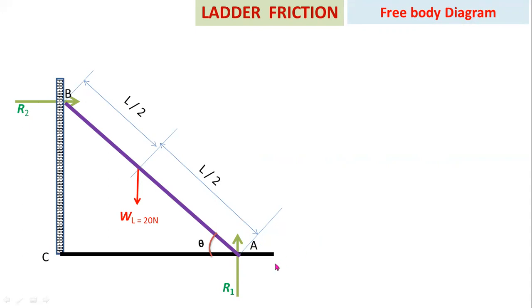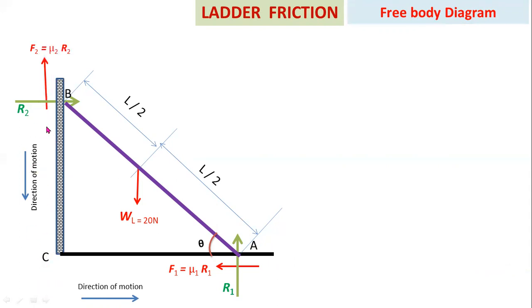After that you have to consider the direction of motion of the ladder. Here the bottom edge will move in the right direction, so you have to consider the frictional force on the left side. In a similar way, this is the direction of motion of the upper end of the ladder, so you have to consider the opposite frictional force. This is the direction of the frictional force.